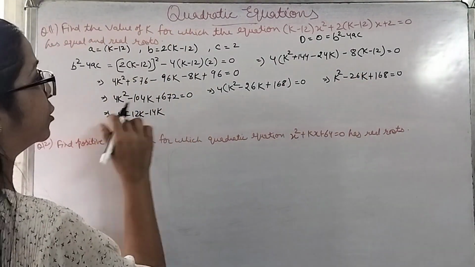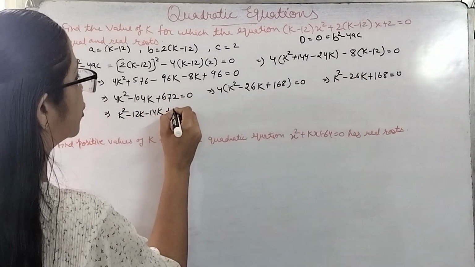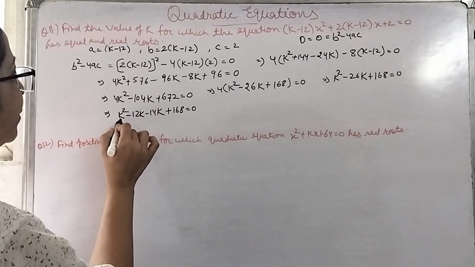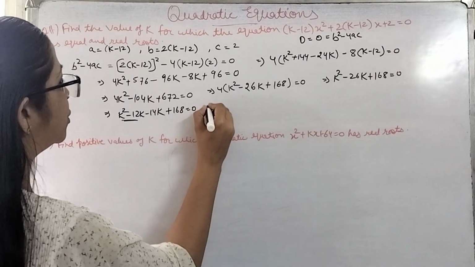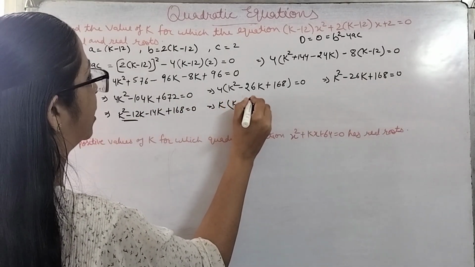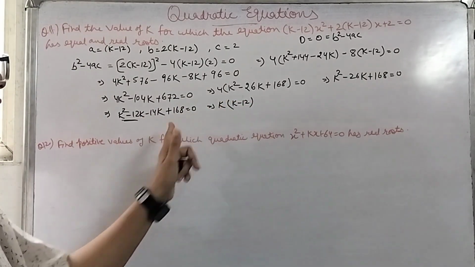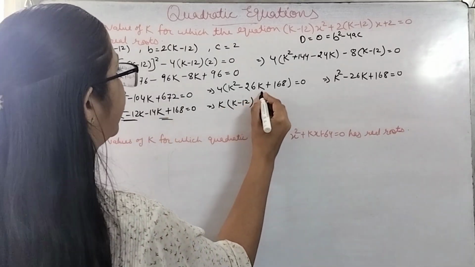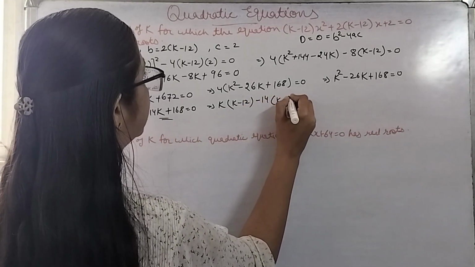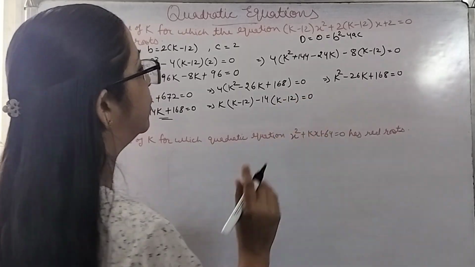The product is 168k square. So plus 168 equivalent to 0. From the first two terms we will be taking common. So k could be taken common, remaining will be k minus 12. From the last two terms we can take common now. It will be minus 14 and it will be k minus 12. It is equivalent to 0.